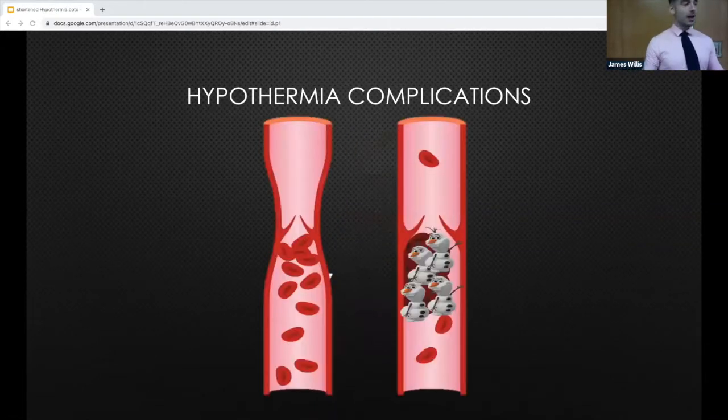Lastly, we can get a cold coagulopathy. So a couple things can happen. We can become hypocoagulable. That occurs due to bone marrow suppression, hepatic sequestration, and splenic sequestration of our platelets.